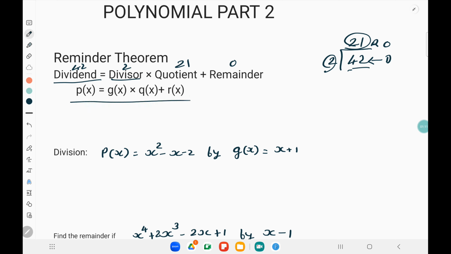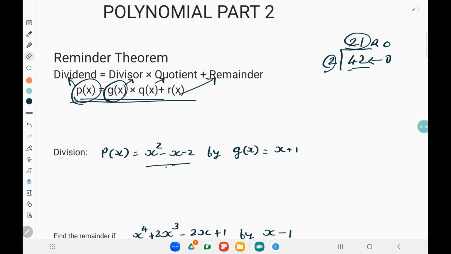So I'm sure you now recall these words, right? Okay, now here I write this. Let's connect with the same words. So p(x) means dividend, g(x) means divisor, q(x) means quotient, and r(x) means remainder. Okay, so let's see this question and try to understand these words, and how to solve this one as well.